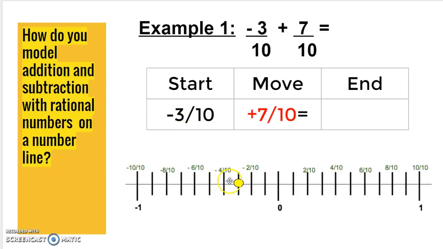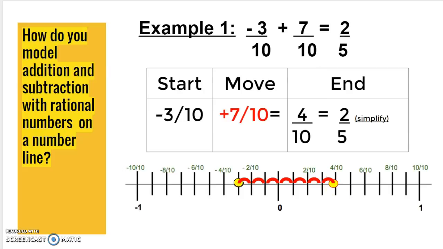because I'm going to start here at -3/10, and I'm going to add 7/10, which means I'm going to count 1/10, 2/10, 3/10, 4/10, 5/10, 6/10, 7/10, and I end at 4/10. Now, 4/10 is the number. It has the correct value.